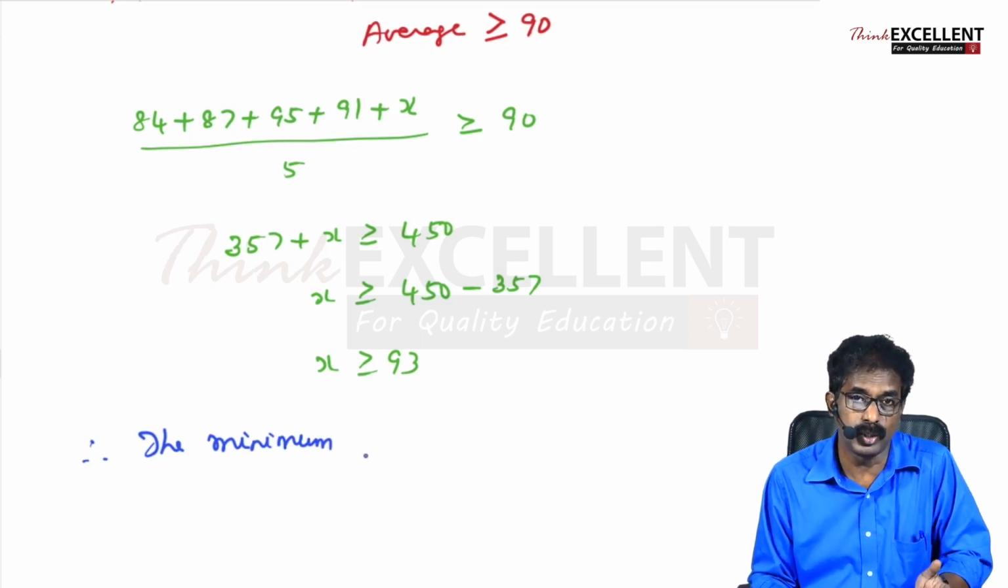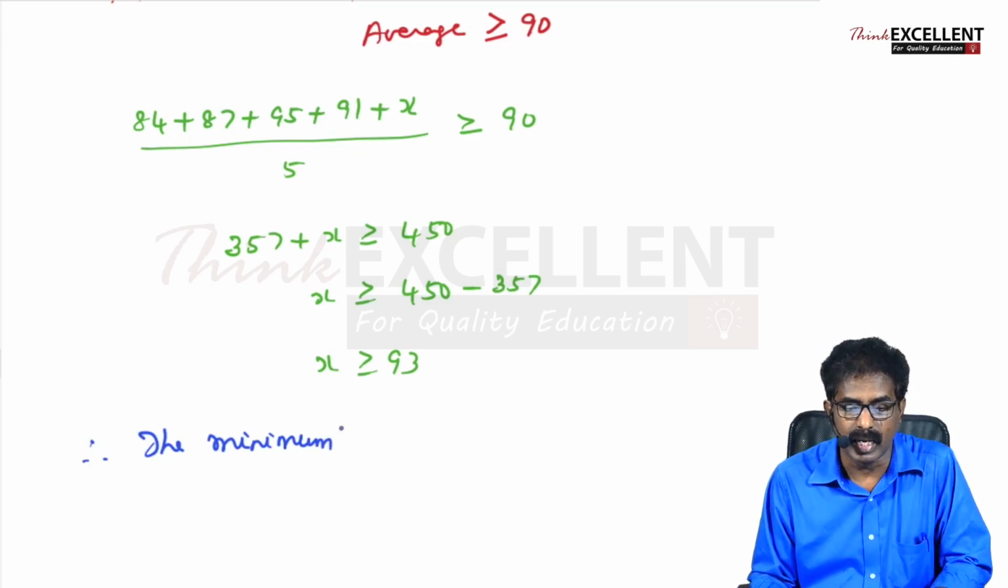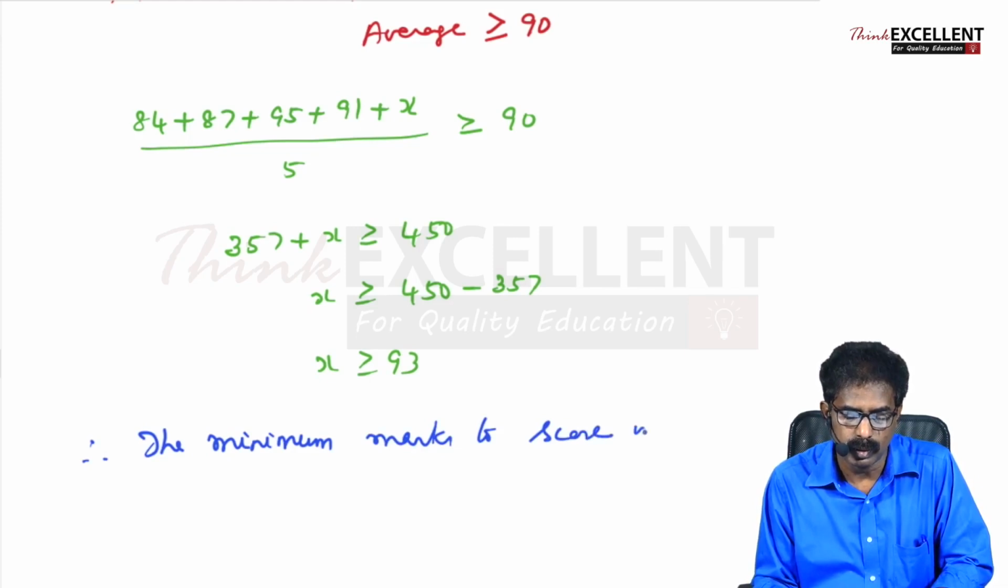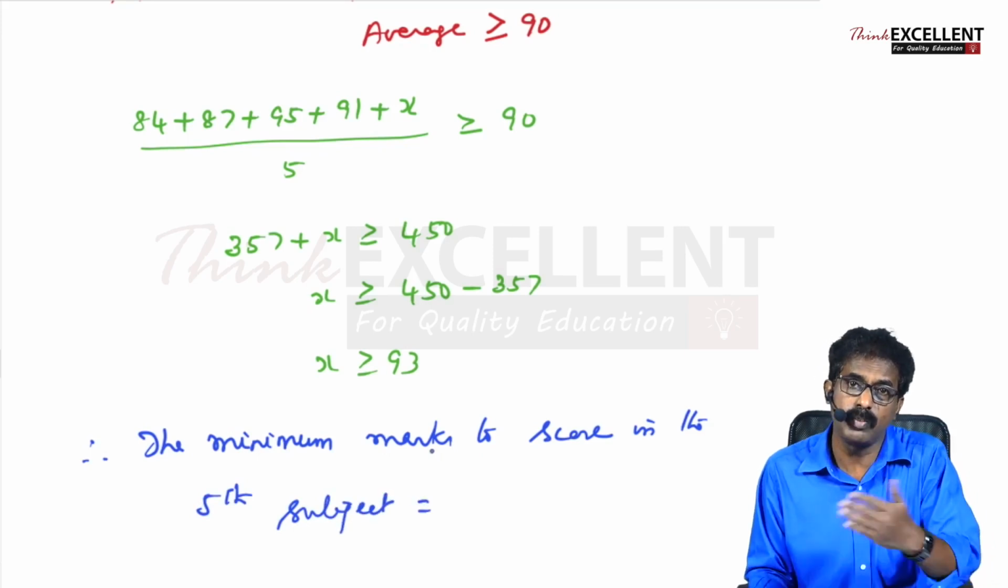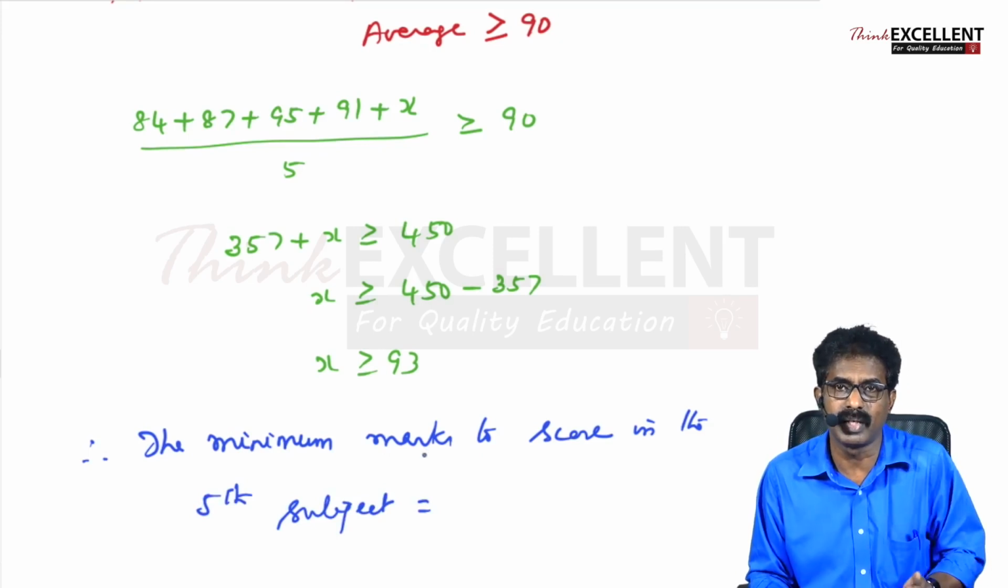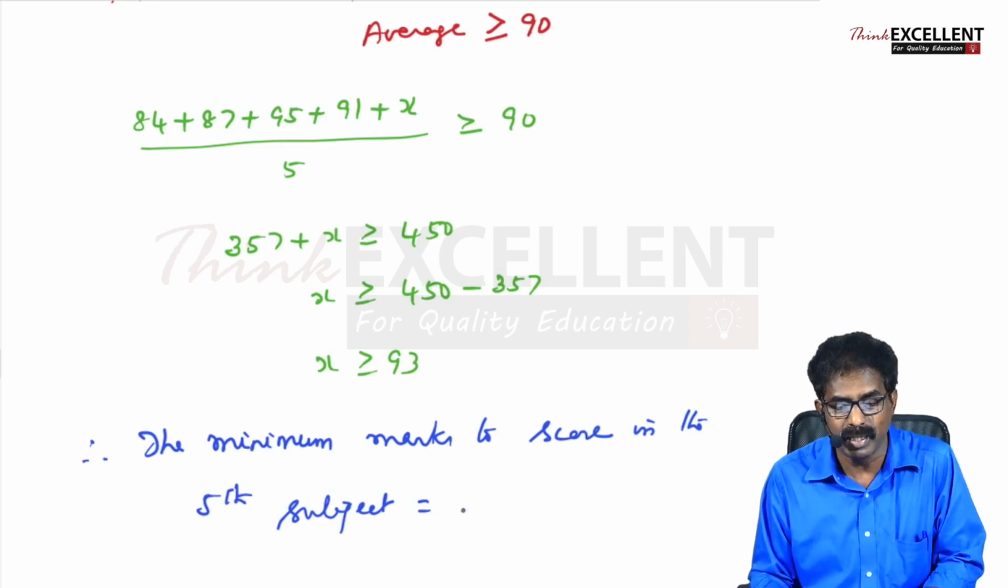So X we are introducing. You must say what is X, and after getting the X value you have to say the final answer. Therefore the minimum mark to score in the fifth subject is equal to 93 or more, 93 or 94 or 95, right? But the minimum should be 93.